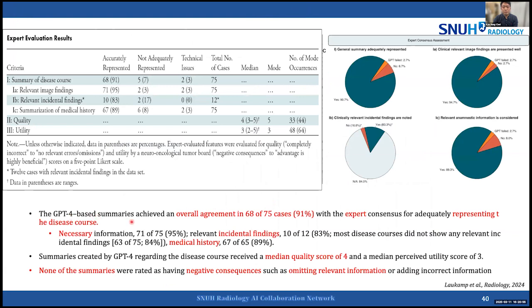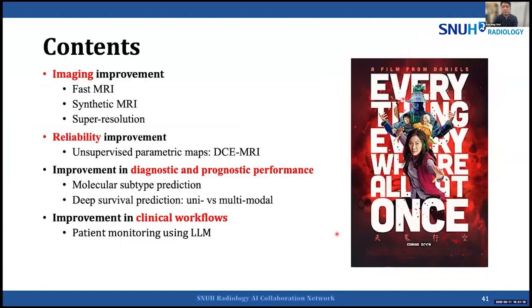GPT-4 based summaries achieved overall agreement in 91% with experts, adequately representing the disease course. They also received good quality scores, and none of the summaries were rated as having negative consequences, such as omitting relevant information or adding incorrect information.